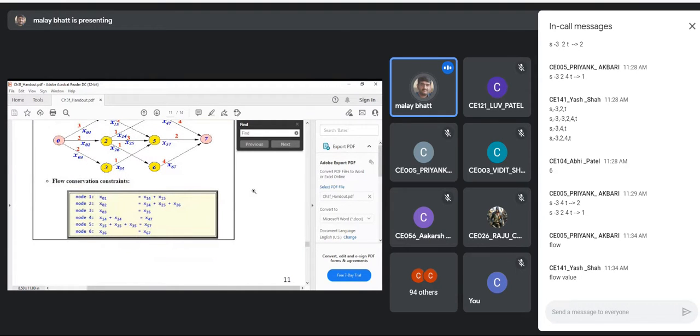So what is left? Can anyone tell? What we have to add to solve the linear programming problem through this? We have to write something more. That maximum of something should be there. We want to maximize the flow. So what we'll write?